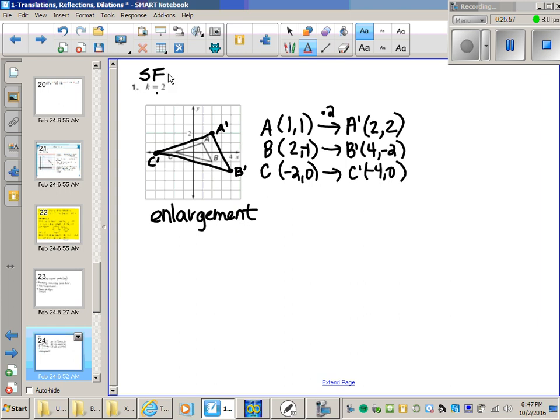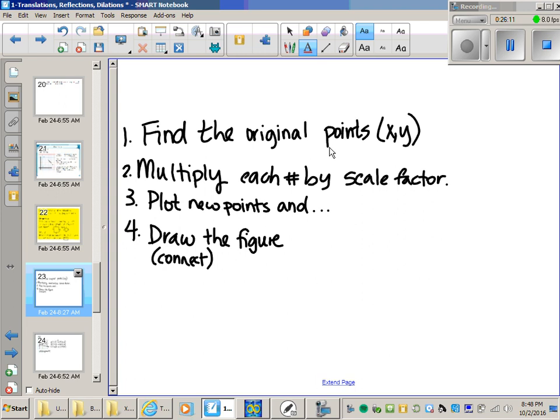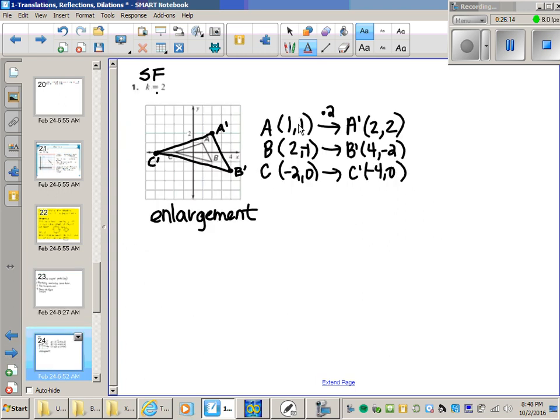We notice that A prime, B prime, C prime is larger, so there's been an enlargement. Most of the time you're going to see the scale factor as k equals a number. K is your constant that is multiplied by each of your ordered pairs to give you your new image. So we're going to follow these steps, which is first find the original points. Our original points are A at (1, 1), B at (2, -1), and C at (-2, 0). Then I'm going to multiply each of these points by my scale factor, which is 2. So 1 times 2 is 2, 1 times 2 is 2. So A prime is at (2, 2).